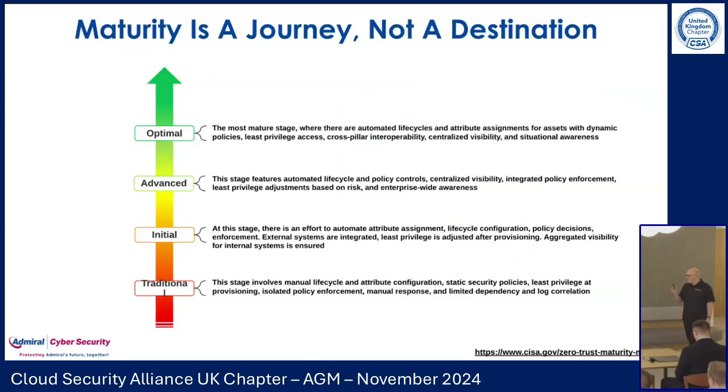So CISA seem to recognize that, because in their own paper, they've got a table that is far more complicated, with far more columns, but it says the same thing. Maturity for zero trust is a journey, it's not a destination. You might start down here, traditional, manual static policies, manual provisioning. You might be somewhere on that path, but the job's never done and it is iterative. So like I say, CISA kind of recognize that.